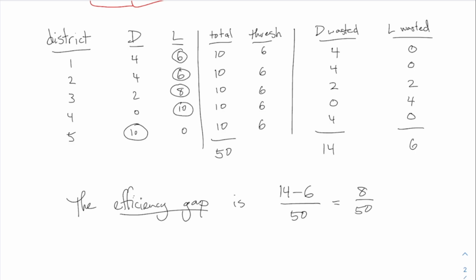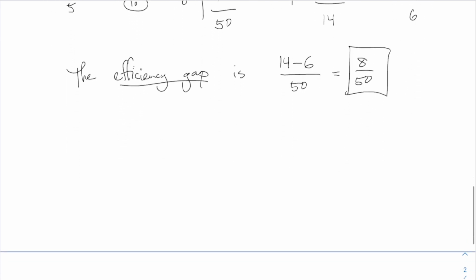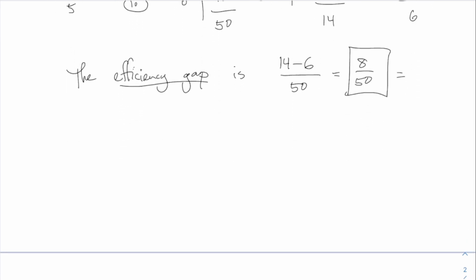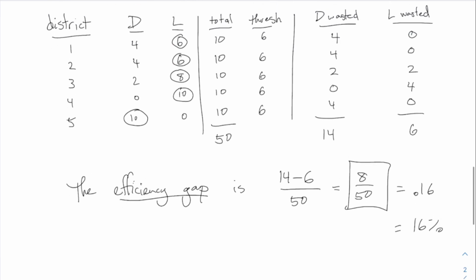And that means of the total 50 votes, there were 8 more of them that were wasted for the D's than there were wasted for the L's, all right? This is the efficiency gap. If you're doing one of these problems on the test, that's your final answer. Now, typically in the real world, they write this as a percentage. So you can plug that into your calculator. I did, and I got 0.16, which is 16%. If you read a news article about gerrymandering and they talk about the efficiency gap, which they often do, this is how they'll say it, as a percentage.